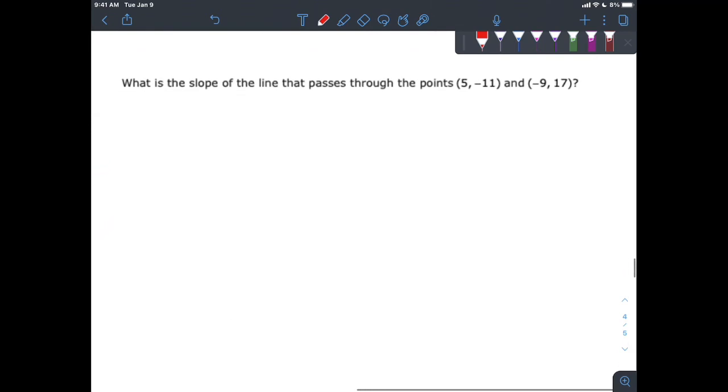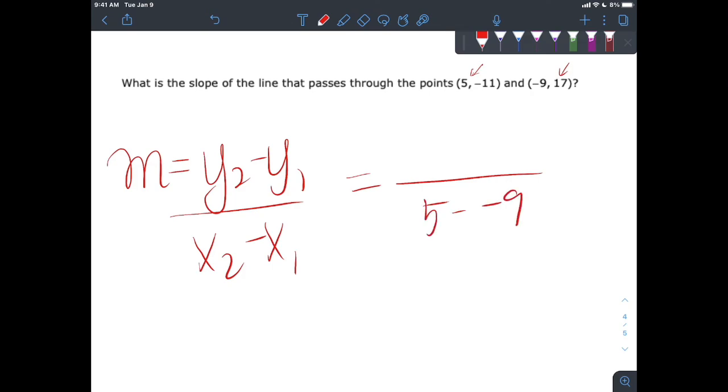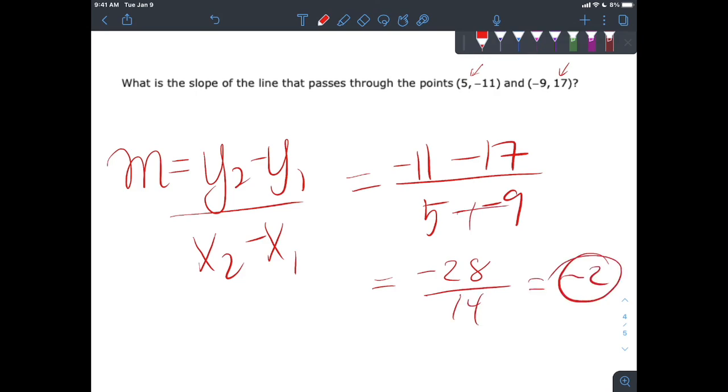Yep. So what is the slope of the line that passes through these points? Of course, all I have to do is just start calculating my slope. So I'll go ahead and I can pick either one of these values, but I'll choose this one because it has my x values where it's positive. So 5 minus negative 9 over negative 11 minus 17. And I find out that my slope is negative 2.